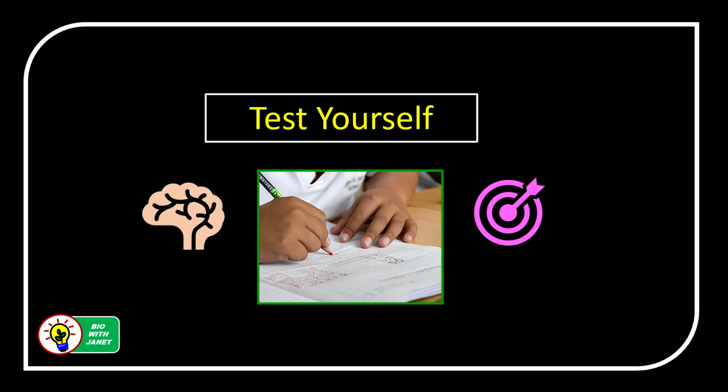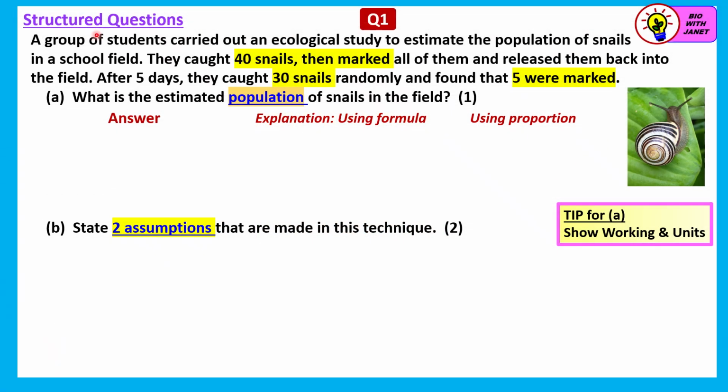So now let's test ourselves. These are some commonly asked questions, similar to SPM questions. A group of students carried out an ecological study to estimate the population of snails in the school field. They caught 40 snails, then marked all of them and released them back into the field. After 5 days, they caught 30 snails and found that 5 were marked. What is the estimated population of snails in the field? This is a structured question, so make sure that you show your working, and you must also give units for this answer. Try this question and also try B, state 2 assumptions that are made in this technique.